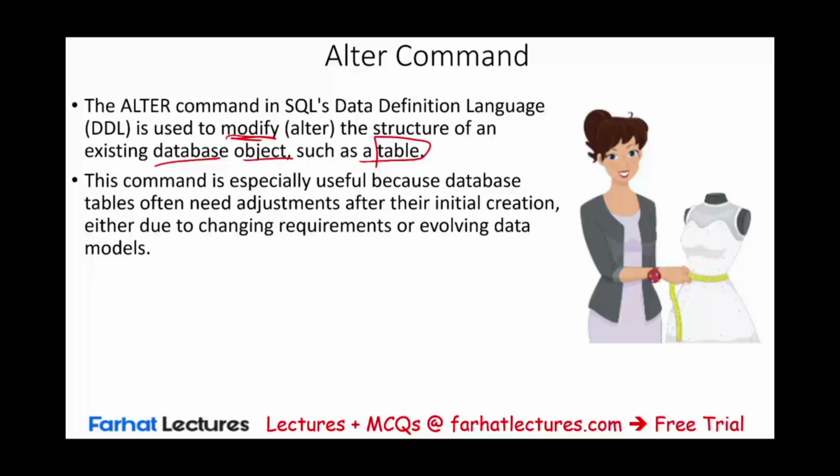The command is especially useful. Now, why do we have this alter? Why do we alter the data? Because over time, we're going to learn more about our business. We're going to have new needs for the business. So we need to make adjustments. Database tables often need adjustments after their initial creation. This is what we think we need. Then once we started the business, we needed to change what we thought we needed, either due to a change in requirements or an evolving data model. I'll give you an example. For example, let's assume we're only selling to US customers.